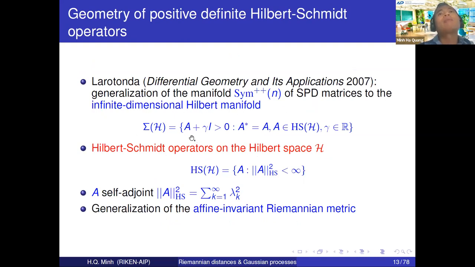So it's actually the set of operators of the form A plus gamma I, with gamma greater than zero, where A star is equal to A, that is, A is self-adjoint, and A is Hilbert-Schmidt. Recall that if A is self-adjoint, then the Hilbert-Schmidt norm squared is just equal to the summation of all the eigenvalues squared. So let us generalize the affine invariant Riemannian metric.